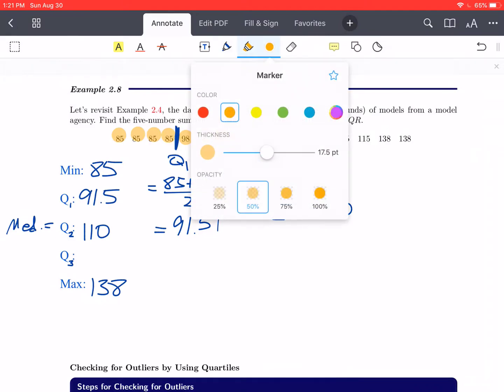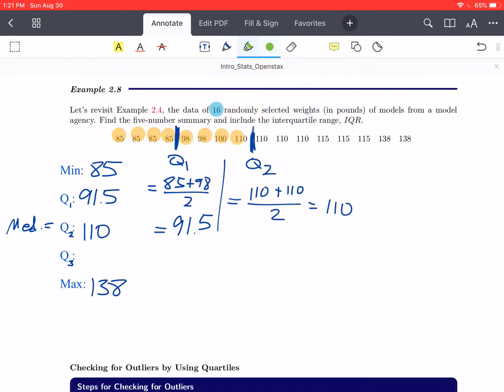Then we do the same thing for the third quartile. We have 8 data points, so 1, 2, 3, 4, 1, 2, 3, 4. And we're right in the middle again. That's Q3, and it's between 115 and 115, so we know it's going to be 115.